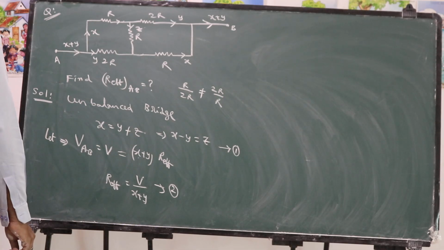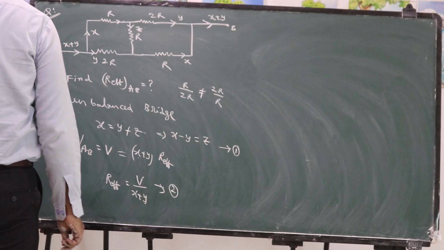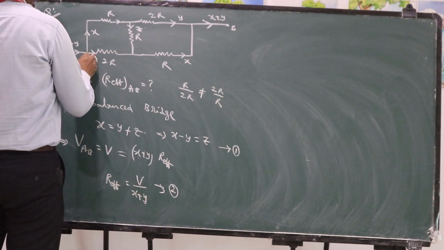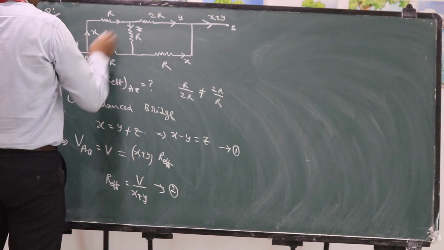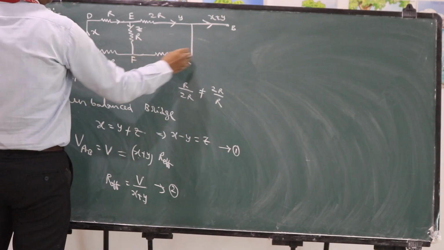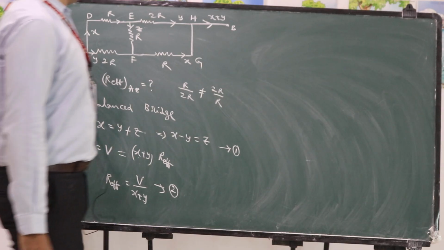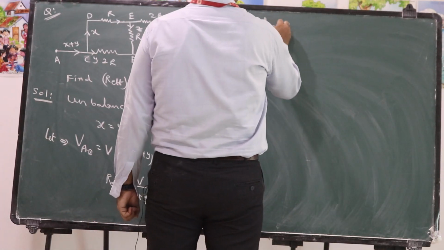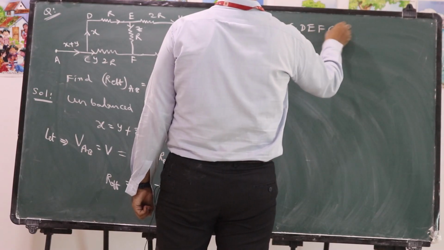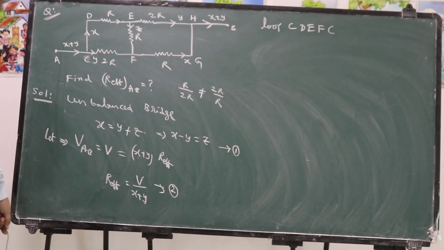Now, let me take a loop equation here to solve the problem. Let me name the points here. This is B. Already B is there. This is C, D, E, F, G, H. Something like that. Let me take one loop: C, D, E, F, C.